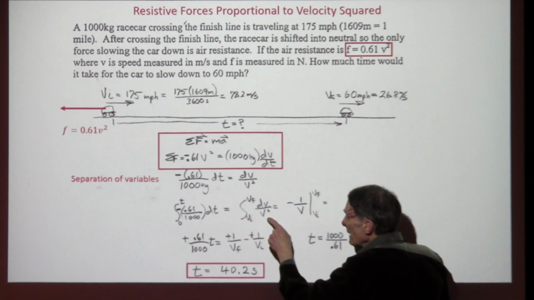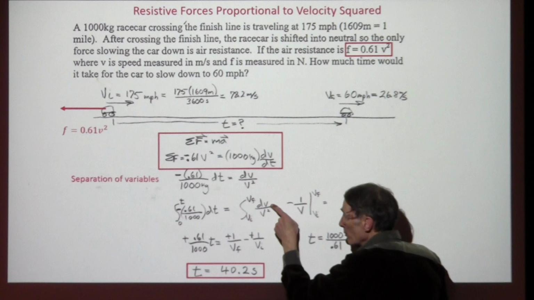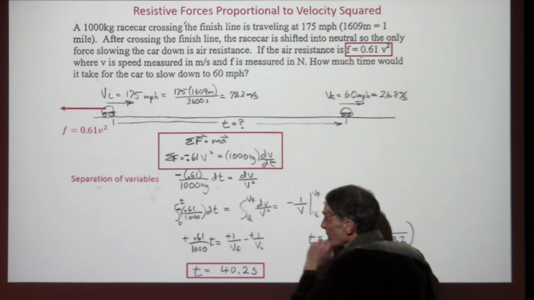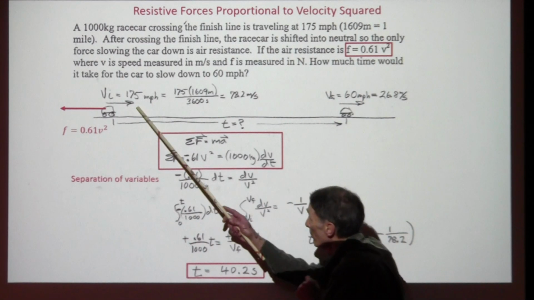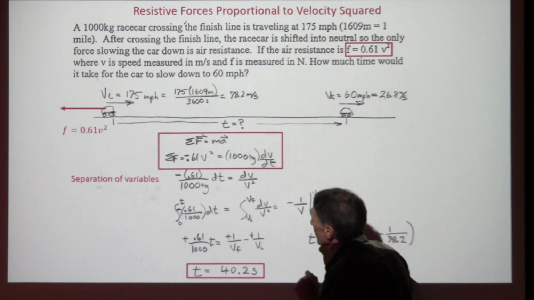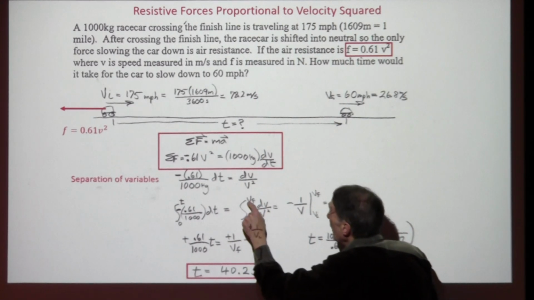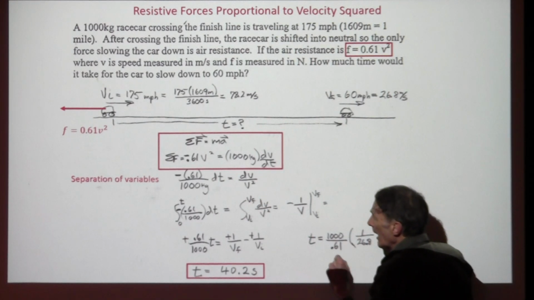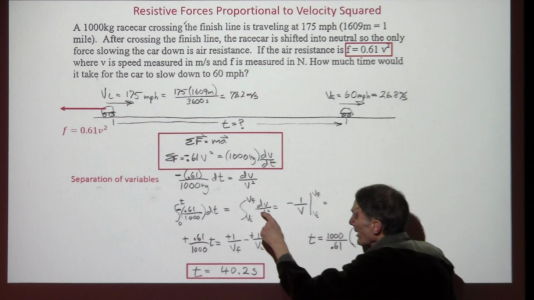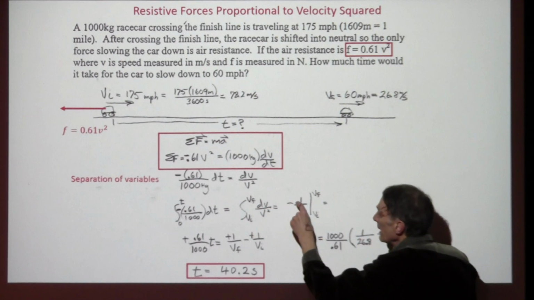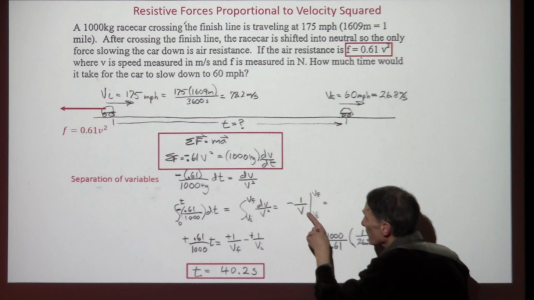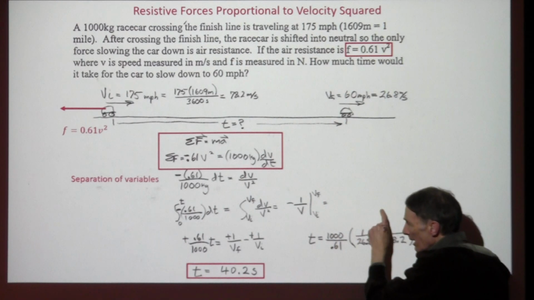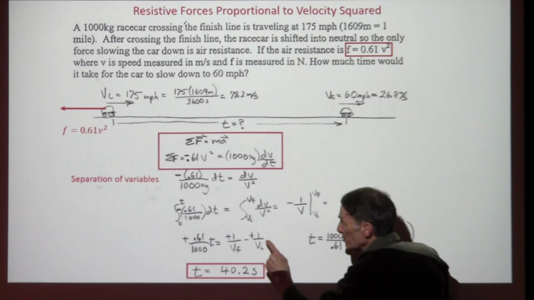And then on this side, I want to integrate with respect to velocity. So that would be the initial velocity and the final velocity. The initial velocity isn't 0, remember, it's 175 miles per hour, or 78.2 meters per second. The final velocity isn't 0, it's 26.8. So we've got actual numbers there. Doing the calculus, this is a v to the minus 2. When we integrate it, it becomes minus 1 over v, evaluated at the limits of v initial to v final. And so I end up with an expression like this.